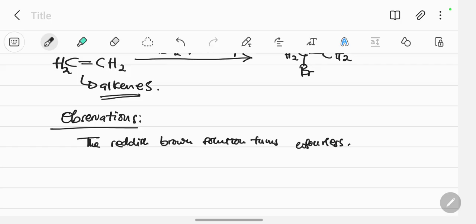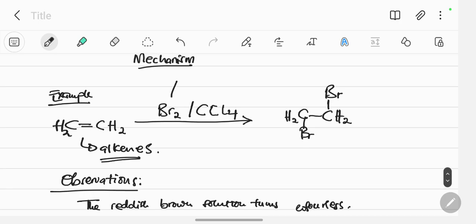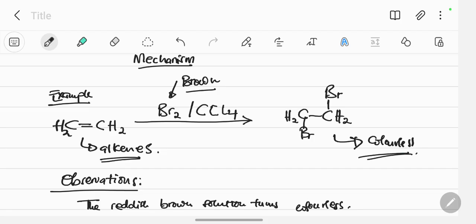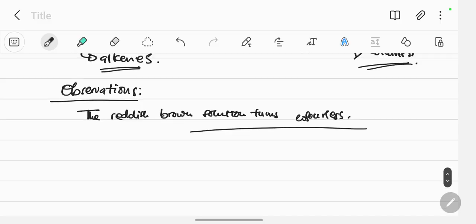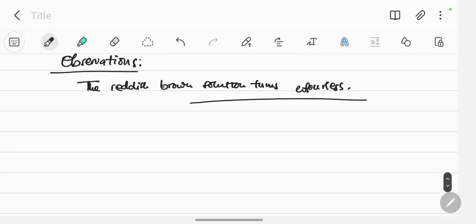It's going to turn colorless like that. How? This is reddish brown, or brown, and this one is colorless. It means that when I add bromine into any alkene, the color changes. The color automatically changes.